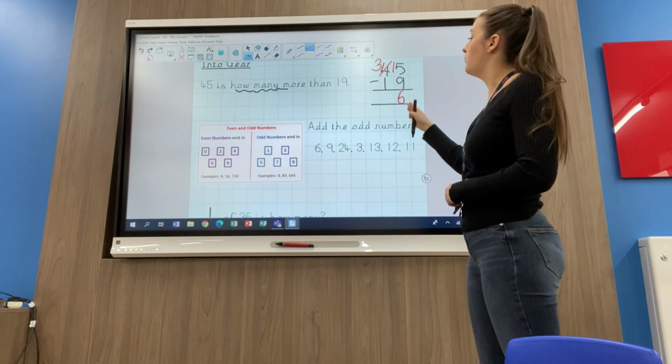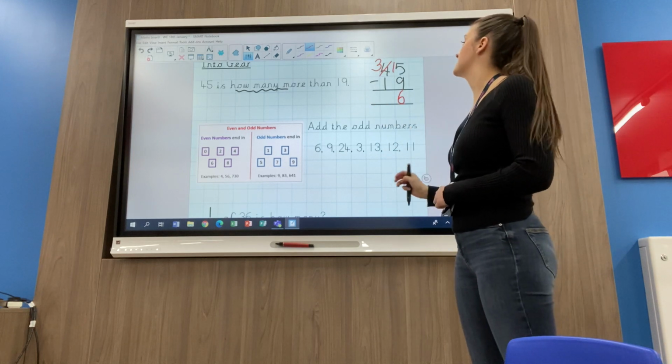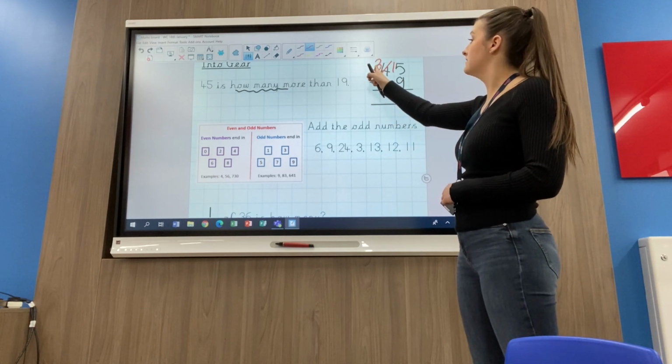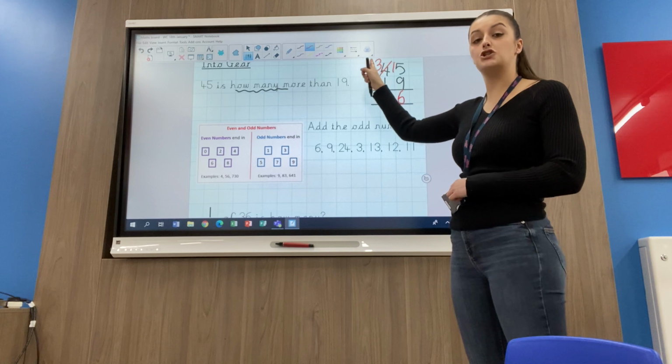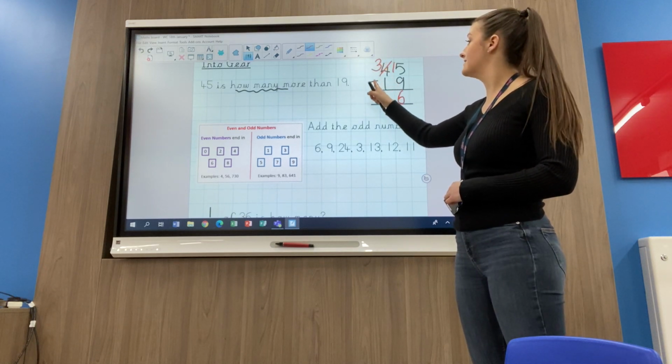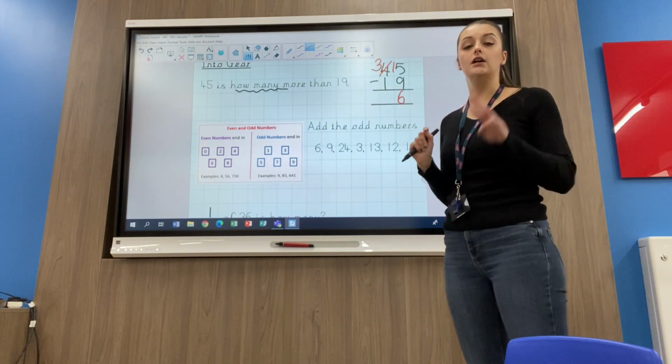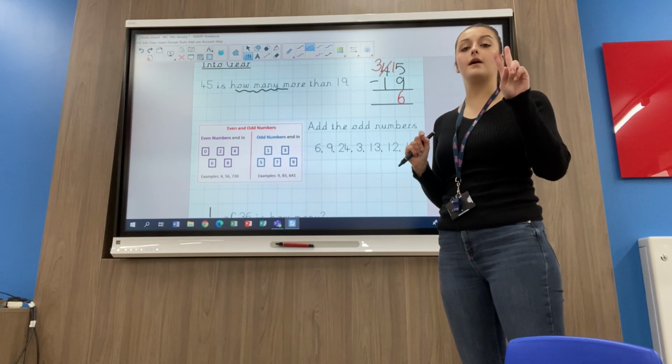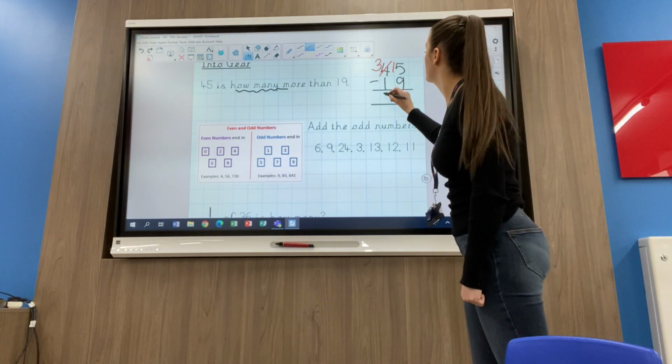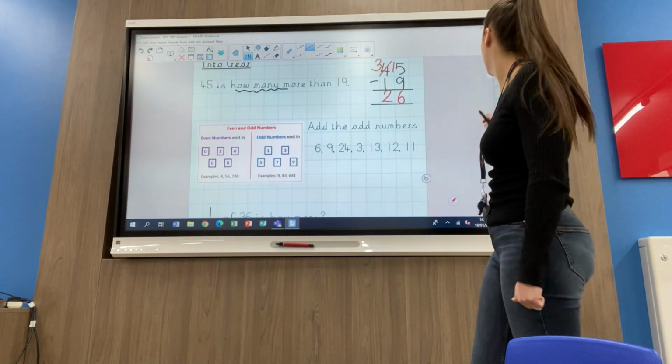Okay, so we've done our ones, we're going to move on to our tens. I've now got 3 tens, not 4 tens anymore because I exchanged a 10. 3 tens take away 1 ten. I've got 2 tens left, okay?